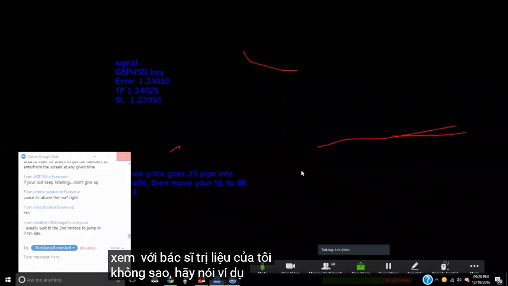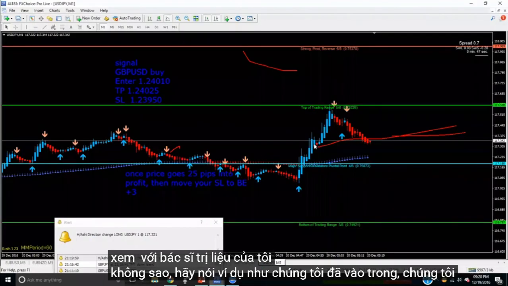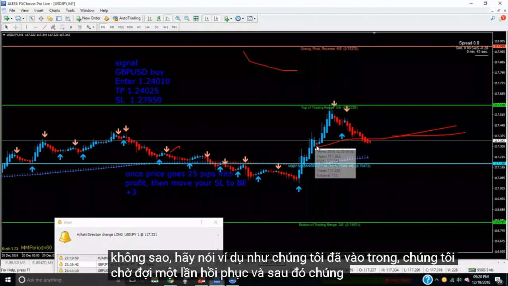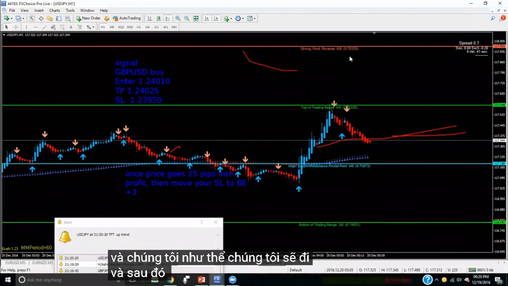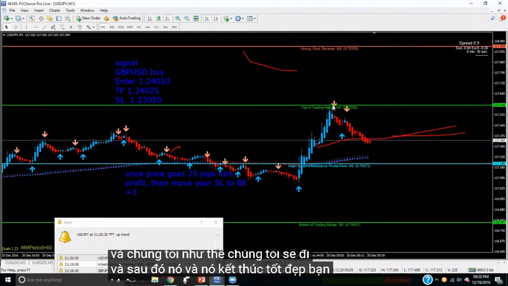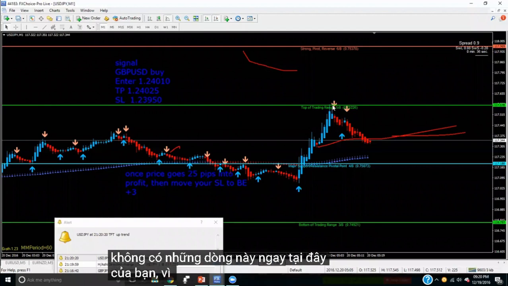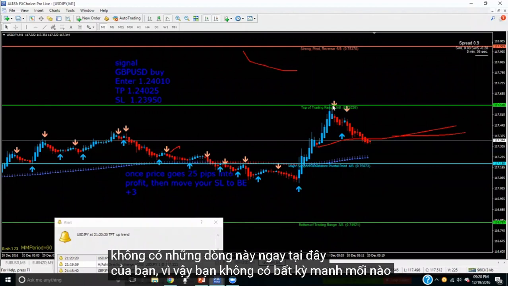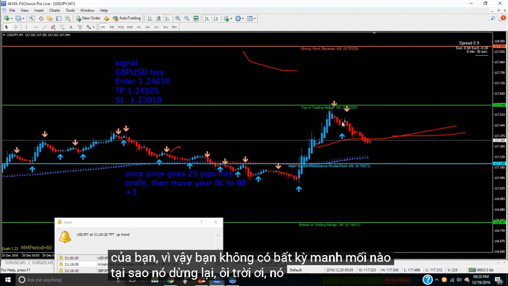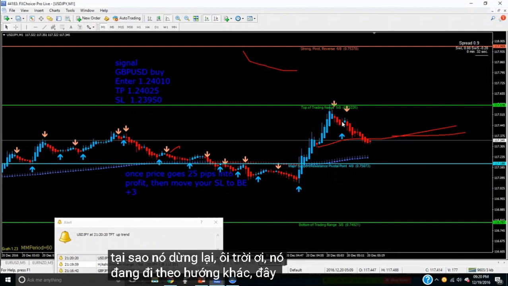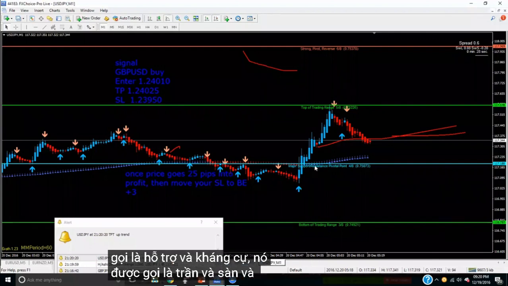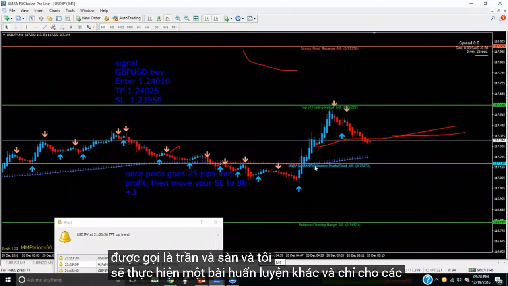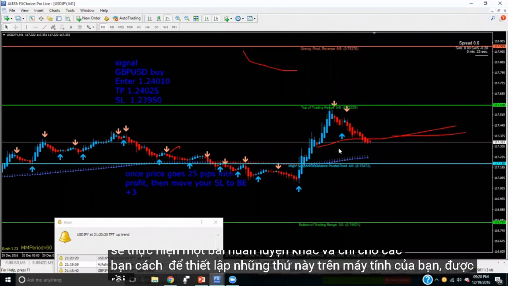Okay, say for instance, we got in, we waited on a retrace, and then we get in, and we're like, woo, we're gonna go, go, go, and then it stops. Well, you don't have these lines right here on yours, so you don't have any clue. Well, why did it stop? Oh my gosh, look, it's going the other direction. Well, this is called support and resistance. It's called a ceiling and a floor, and I'm gonna do another training and show you guys how to set these up on your computer.